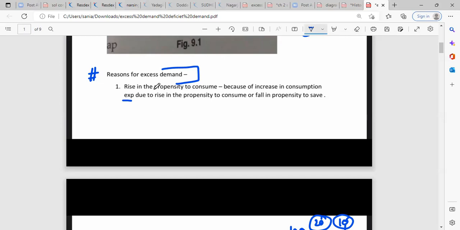first is a rise in propensity to consume. See, earlier, for example, you had 2 chocolates. Now you want to eat 10 chocolates. Of course, because of this, you will demand more. When you have your income, either you will consume things or you will save, right? So what will happen if your propensity to consume increases? Then you will demand more. If your propensity to save falls, like you don't want to save money, you just want to consume everything, then in that case also your aggregate demand will increase.